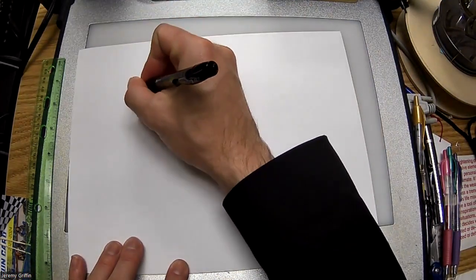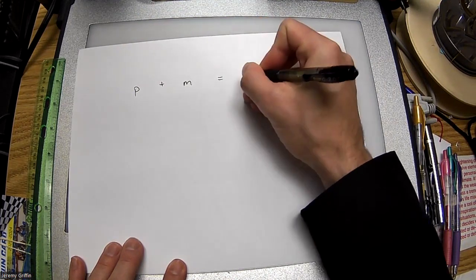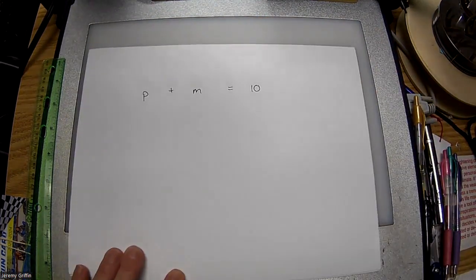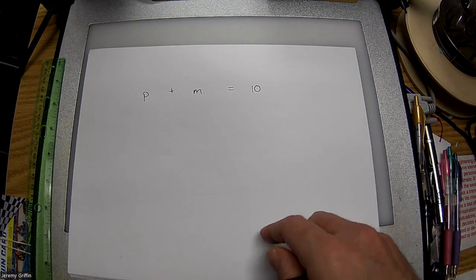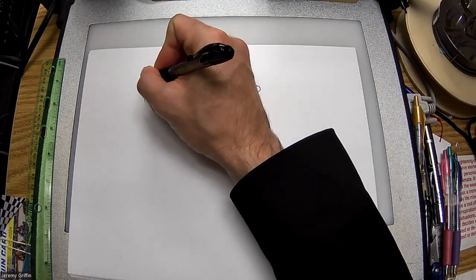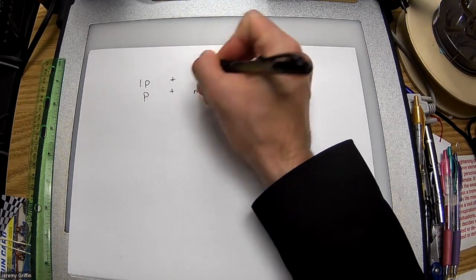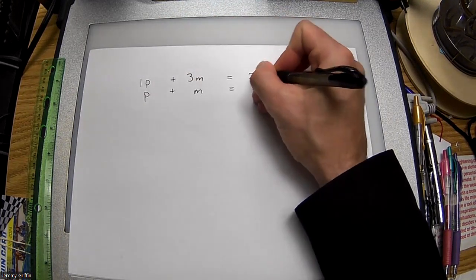I'm going to say postcards plus magnets equals 10 items total. That's one of your equations, right? So 2 equations. One equation for the items, the other equation for the money spent in dollars, right? So the other equation is going to go $1 per postcard times the number of postcards plus $3 per magnet times the number of magnets adds up to $22.